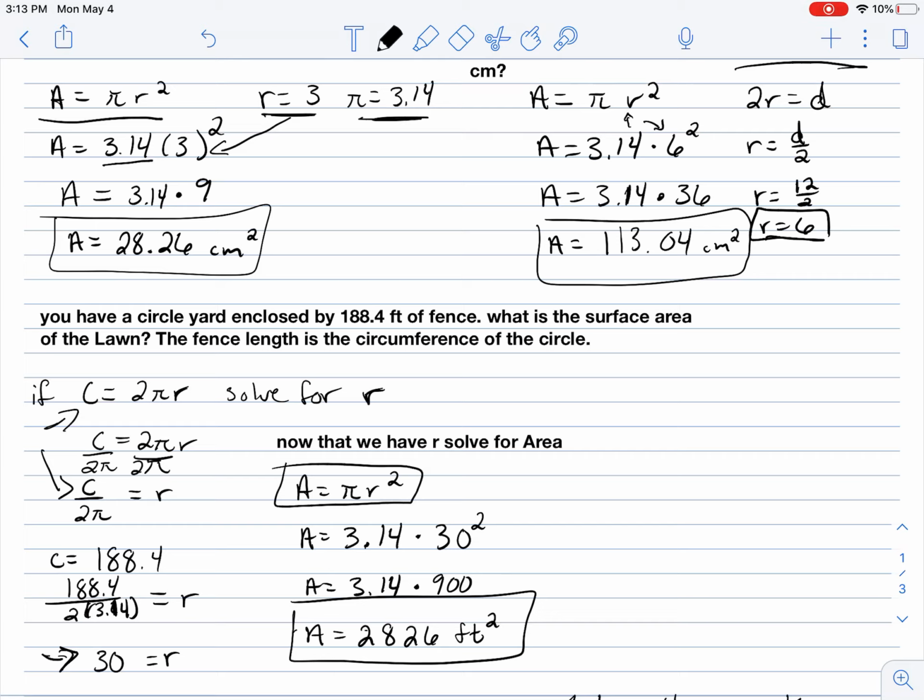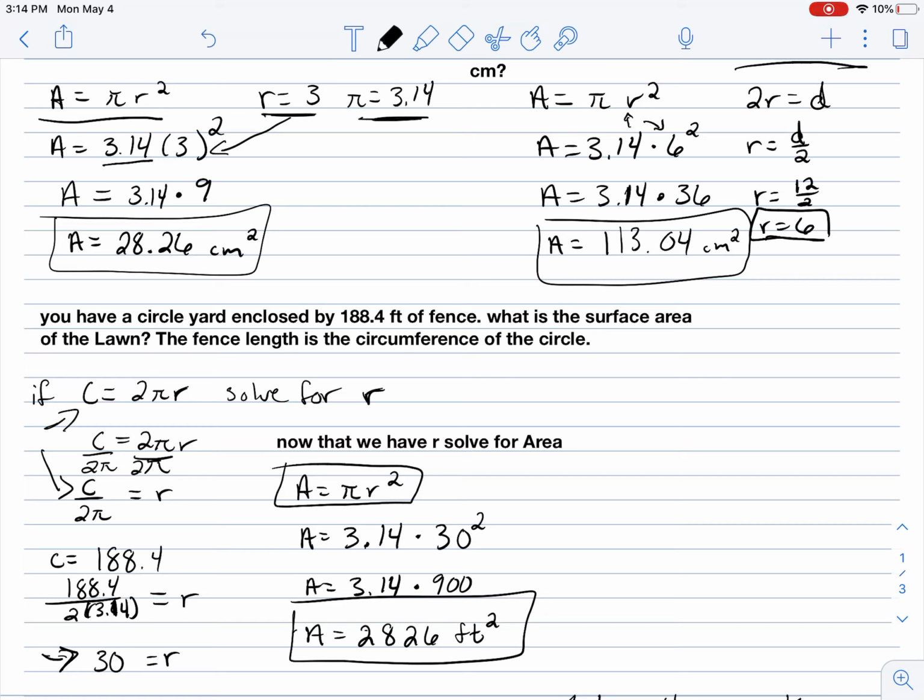We know pi, we know r now. Now we're just plugging in the values. R is 30, so 30 squared times pi, which is 3.14. So our area is equal to 3.14 times 900. 900 is 30 squared. So once you take that and multiply them together, you get 2,826 feet squared.